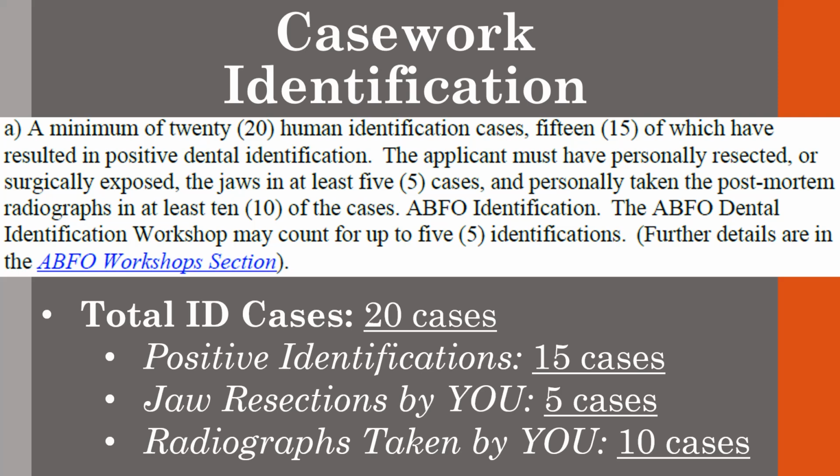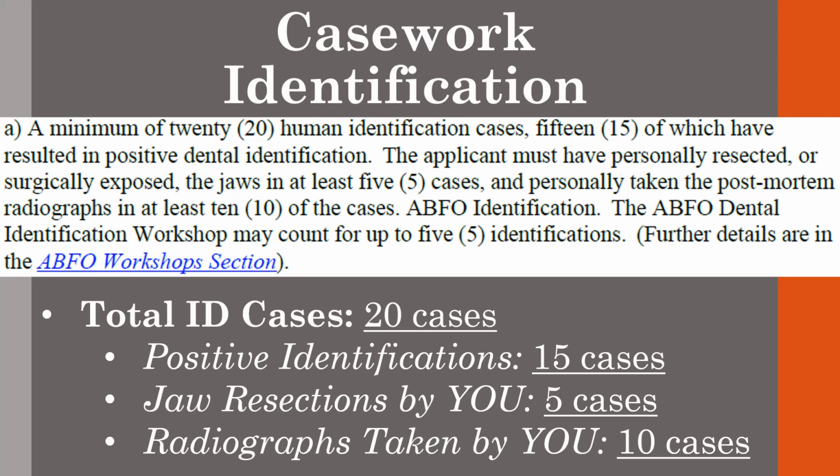And in terms of ID, we need a total of 20 cases. So 20 identification cases, and there are some sub-requirements, I guess, for lack of a better word, in these 20 cases. First up, we need 15 positive identifications. So 15 of the 20 need to have the conclusion be a positive identification. 5 of these cases need to have jaw resections completed by you, yourself, and 10 of these cases need to have radiographs taken by you, yourself.